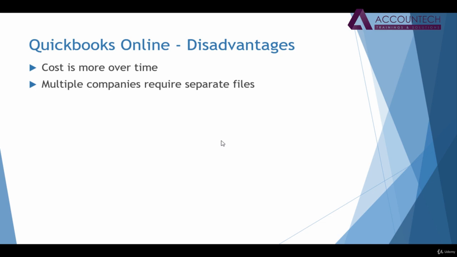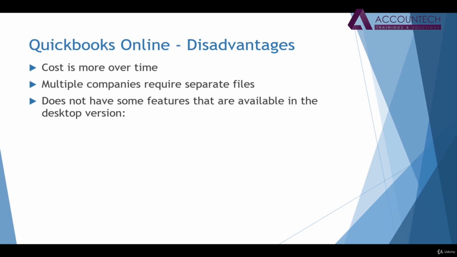Multiple companies require separate files. That means if you're a business owner and you own more than one business, then you can't handle all of these within the same license fee. If you own 3 companies, you have to pay for 3 different licenses on a monthly basis, and each comes with a 5 user license. You can't just create multiple companies within the same license. But obviously if you are purchasing multiple licenses, you can get some discount. I've heard some of my clients have obtained discounts on multiple licenses, which you can check on their website.